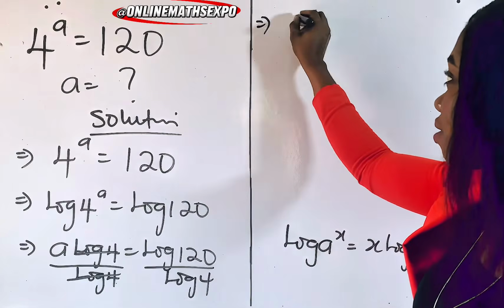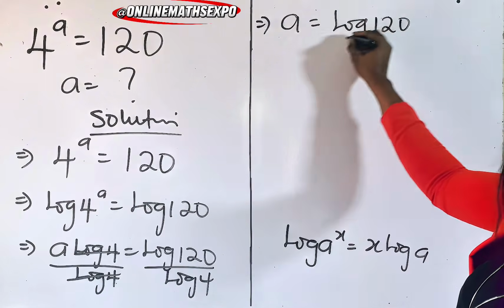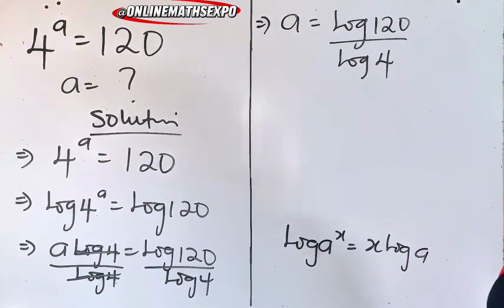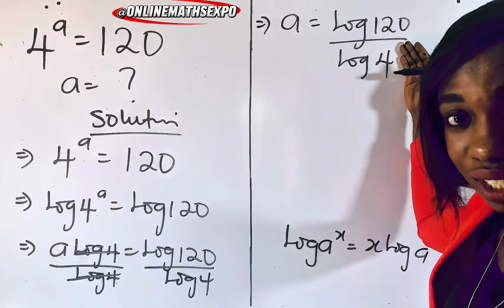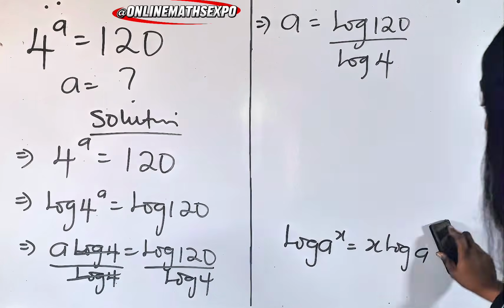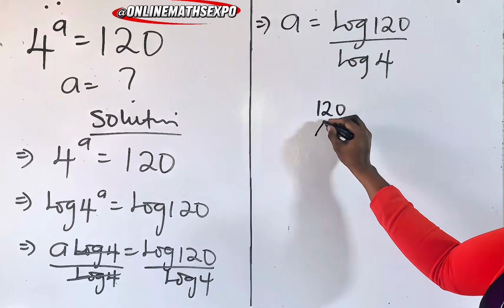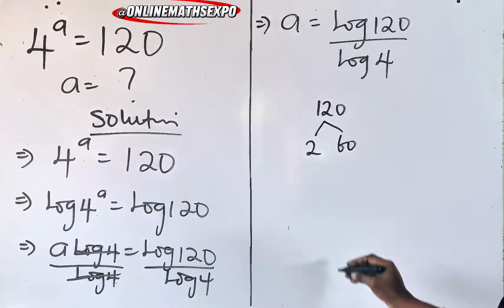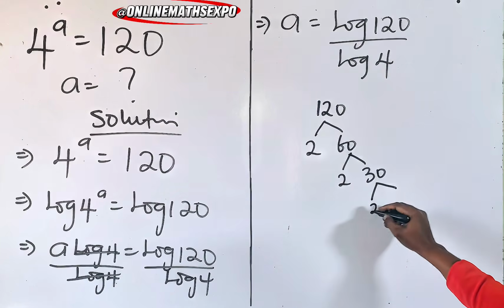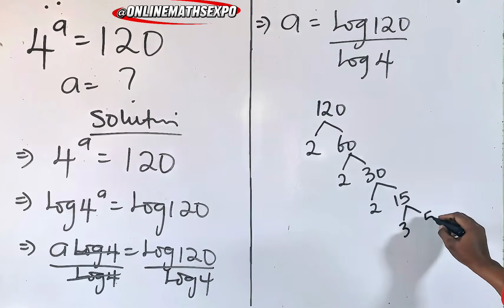So we are going to have a is equal to log of 120 divided by log of 4. Now, what do we do? We can't leave it this way. It's not yet simplified. So we're going to simplify this. To do that, we know fully well that 120 is the same as 2 multiplied by 60. And 60 is 2 multiplied by 30. 30 is 2 multiplied by 15. And 15 is 3 multiplied by 5.